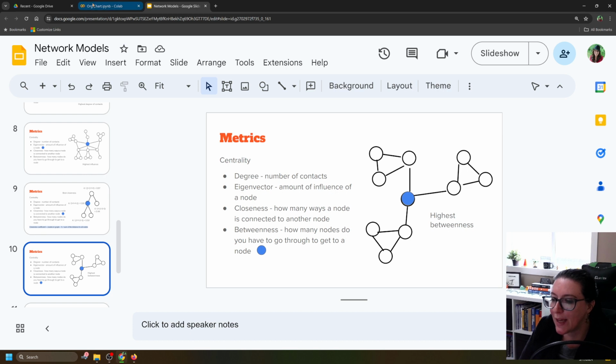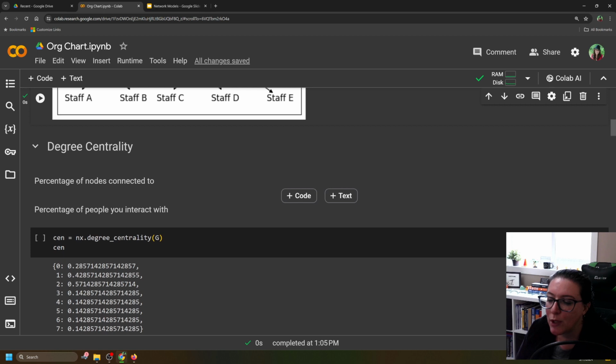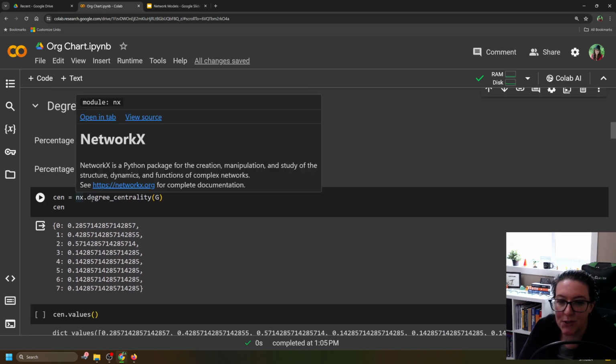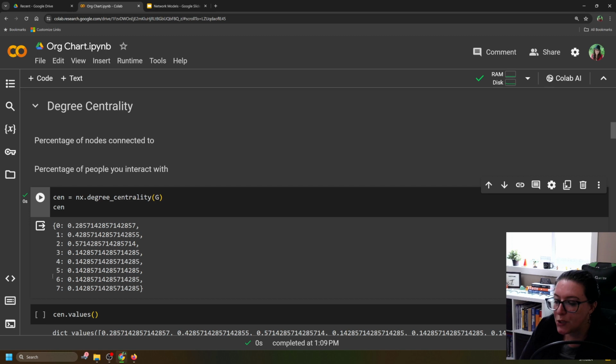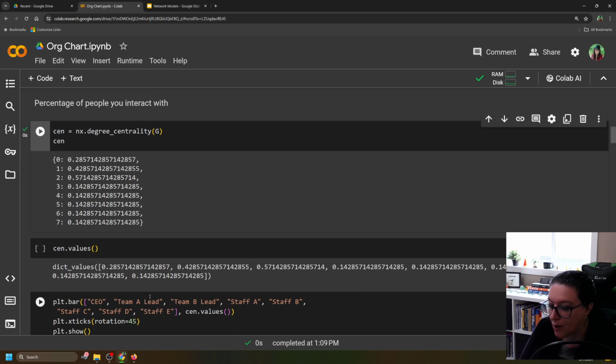All right, so let's take a look at this in terms of our org chart. To find the degree of centrality, we're looking at the percentage of nodes that any particular node is connected to, or the percentage of people you interact with. So on our org chart, we do nx.degree_centrality, and G is our graph here. When we do this, in this particular case, these labels 0 through 7 are our people, which are CEO, Team A lead, Team B lead, Staff A, Staff B, Staff C, Staff D, Staff E.